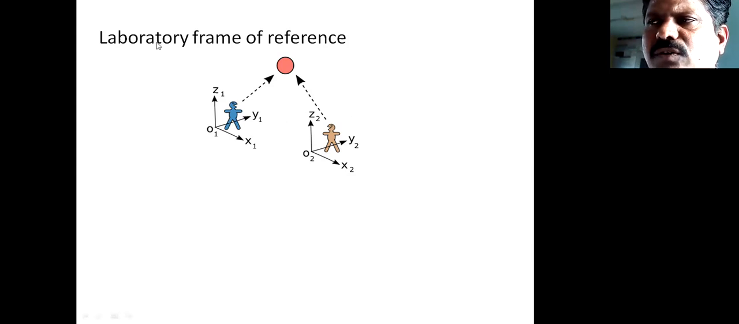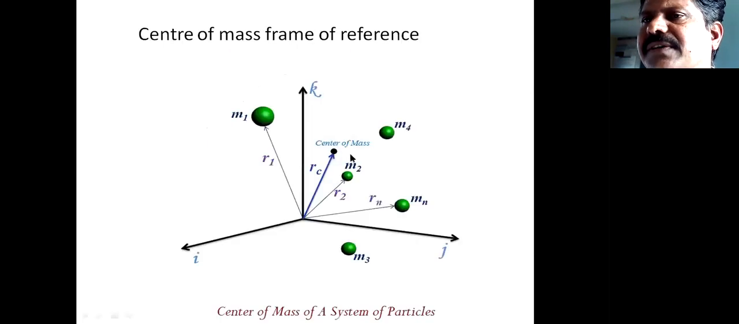So I think you know the meaning of a laboratory frame of reference. A laboratory frame of reference is the one in which whatever variables, velocity, acceleration, and positions there are, all are measured with respect to one fixed point, one reference, one frame. Such frames we are calling laboratory frames of reference. A laboratory frame of reference is nothing but an inertial frame of reference. Okay. Next, the center of mass frame of reference.